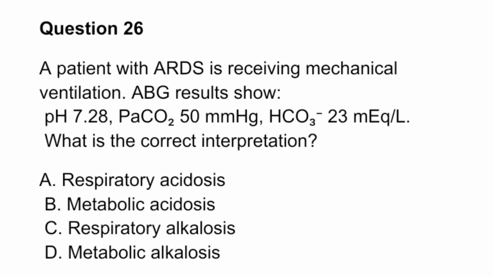Question 26. A patient with ARDS is receiving mechanical ventilation. ABG results show pH 7.28, PaCO2 50 mmHg, HCO3- 23 milliequivalents per liter. What is the correct interpretation? A. Respiratory acidosis. B. Metabolic acidosis. C. Respiratory alkalosis. D. Metabolic alkalosis.